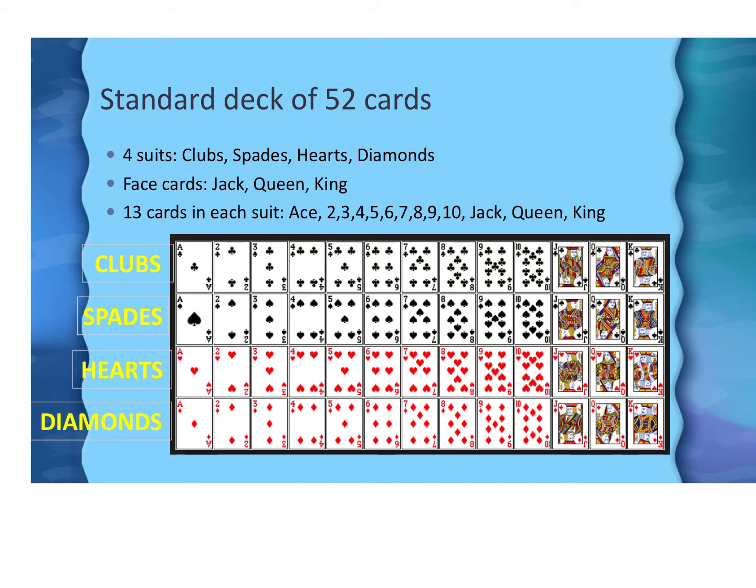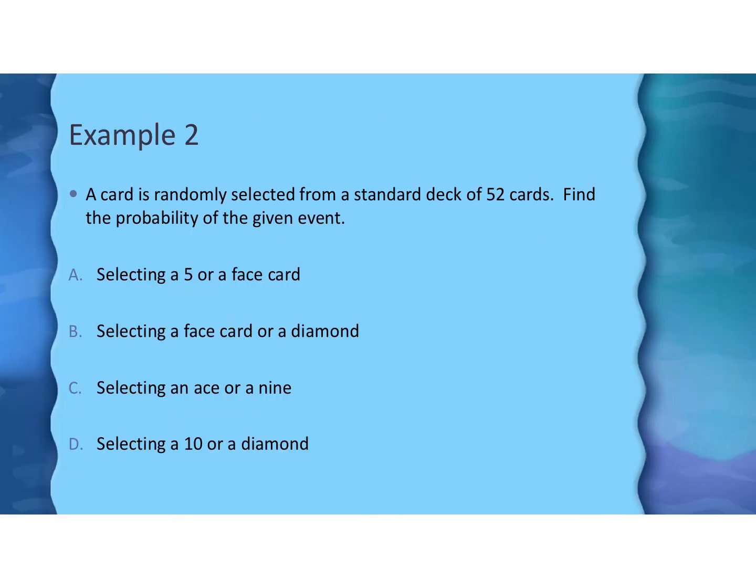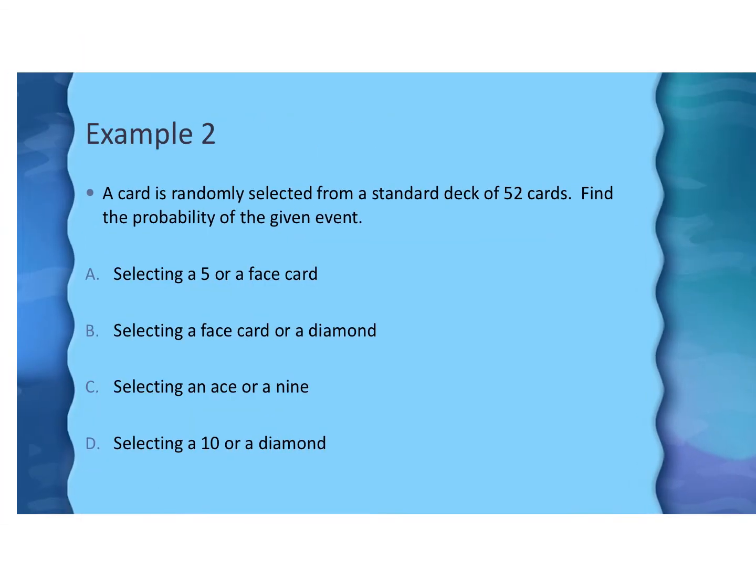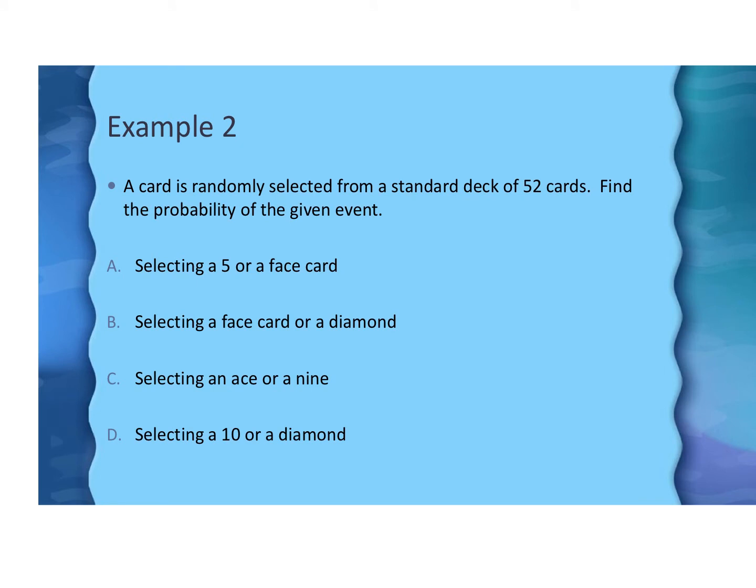So let's go ahead, and the next slide is all going to be asking us questions about a normal deck of cards. So all of these, A, B, C, and D, are all asking us to find the probability of A or B. So notice they all have an or in here. So what we need to figure out is, are these events overlapping or are they disjoint? So let's go ahead and take a look at the first one.